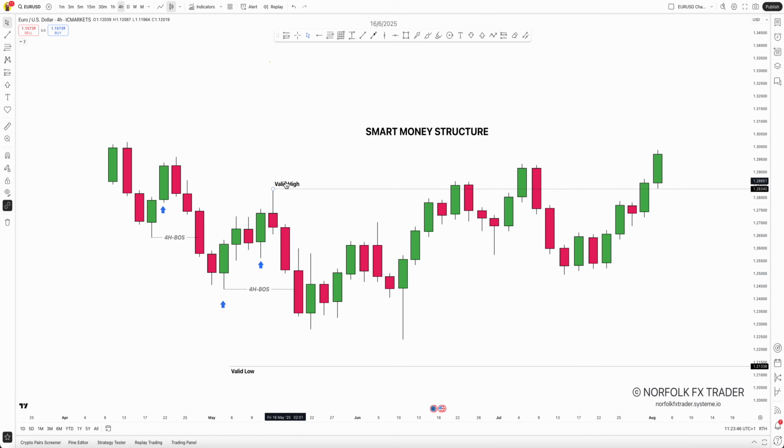So again, we do the same process as before. This was a previous close up. We continue down. Does this candle close above? No, it doesn't.